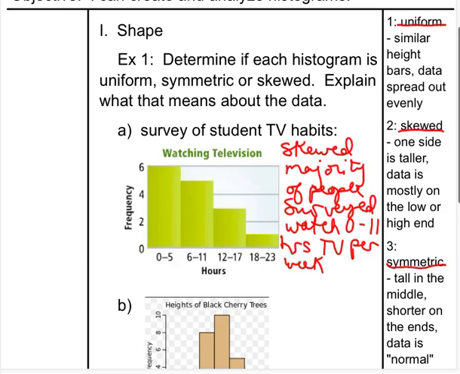So looking at this histogram, let's analyze it a little bit more. Notice the intervals. They are not overlapping. So you do not have 0 to 5, 5 to 10, 10 to 15, because if you had a data value of 5, would you put it with the 0 to 5 or the 5 to 10? You have to make sure your intervals do not overlap. And then on the y-axis, it gives you the frequency. So for example, in the 0 to 5 hours of watching TV, 6 people said that's how much TV they watch per week. So you can read the frequency off the side.